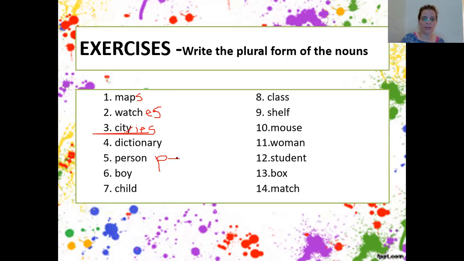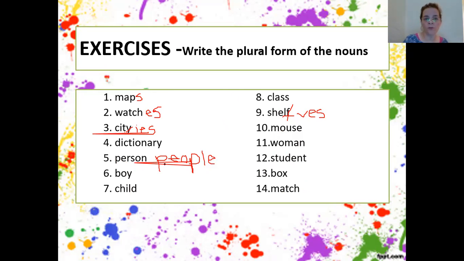People. P-E-O-P-L-E. People. Okay? Boy would be boys, child would be children. Okay? So here's that F again. So this changes to a V-E-S. Okay? And then woman, student, box, matches.